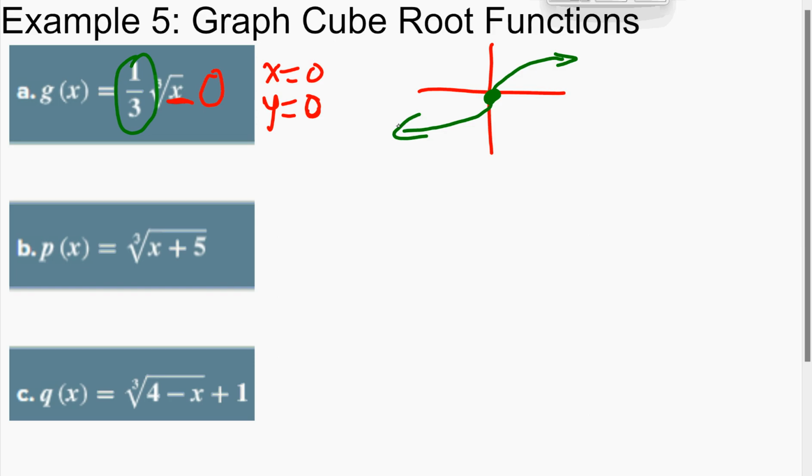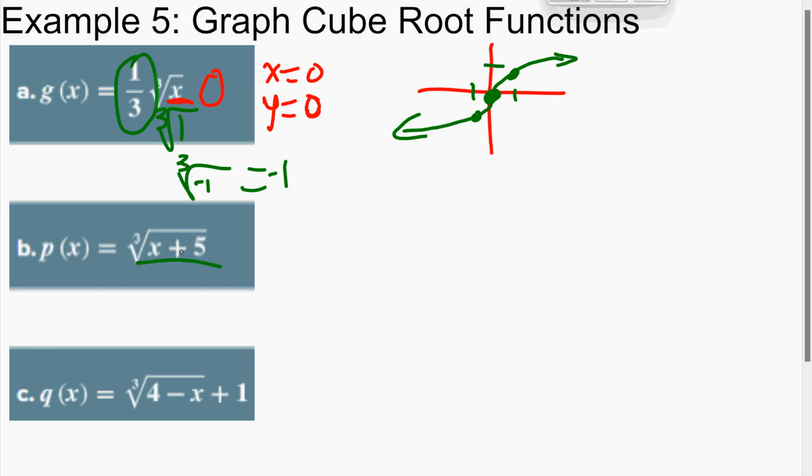So if you need more than 1 point, I could plug in a number like 1, because I know the cube root of 1 is 1. So I can plug in 1, that'd be a good one. I get 1/3. So if I go 1, then I would get 1/3. And then down here, -1, the cube root of -1 is just -1 times my 1/3, which would be -1/3. So -1, -1/3. And then I can draw it. It's going to look something like that.